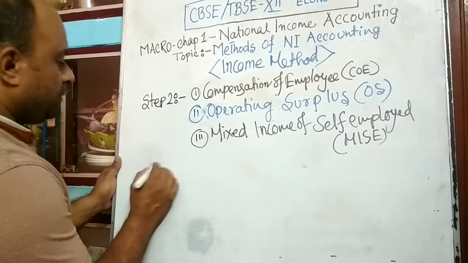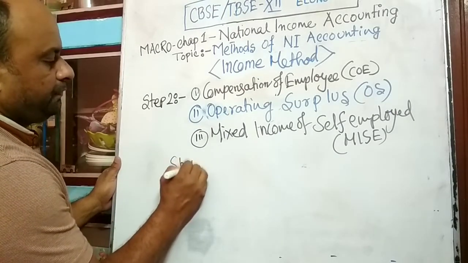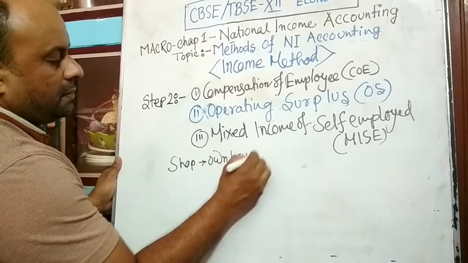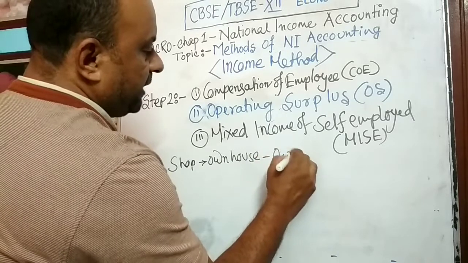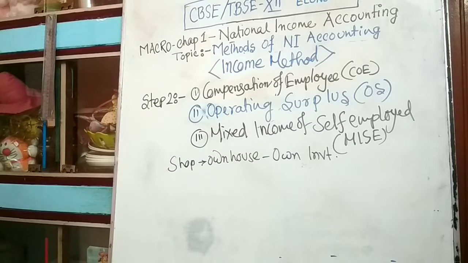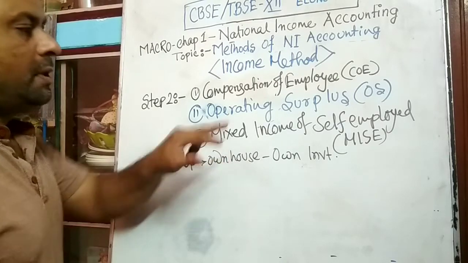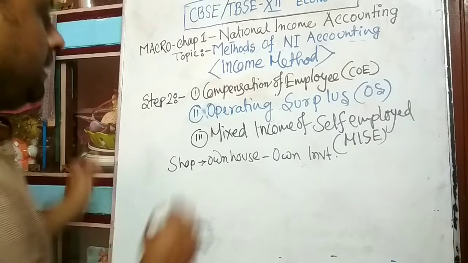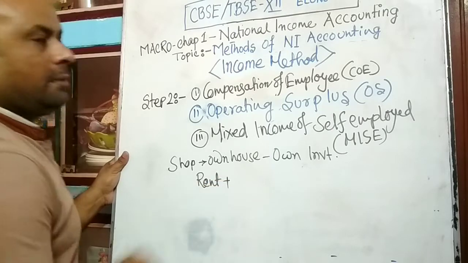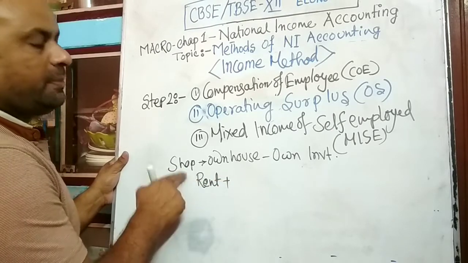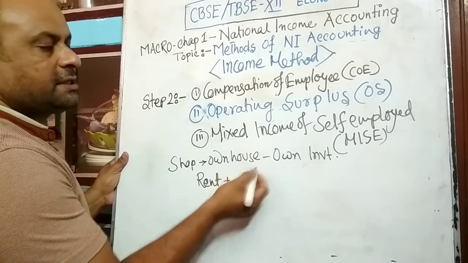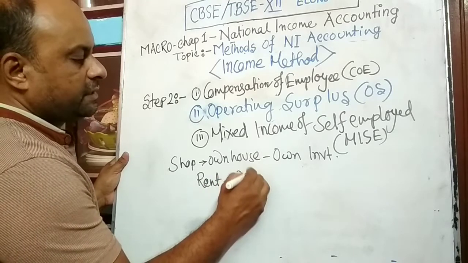For example, suppose a person has a shop in his own house from his own investment. Everything is made by him at his own house, own shop, own investment. That time what happened? Rent he will get. He has no need to give rent to another one because the shop is in his own house. Then he is the worker in the shop. He has not employed another person. Means what? Wages also he will get.